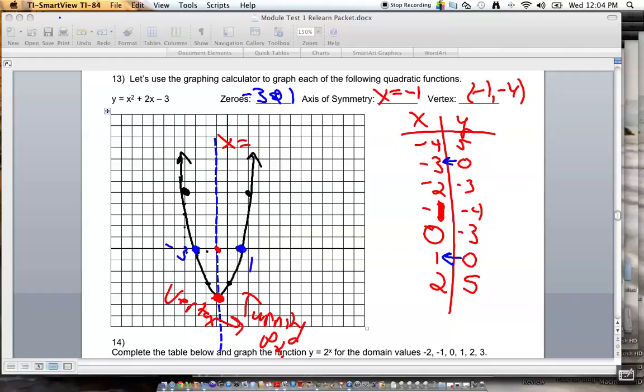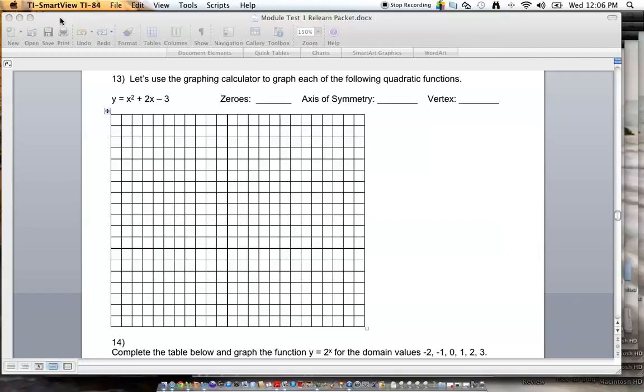Some kids forgot the coordinates at a turning point, but that was pretty rare. The biggie is forgetting the x equals on the axis of symmetry. Okay, so now let's go to the next part of this graph.